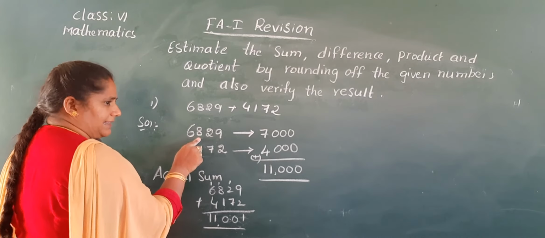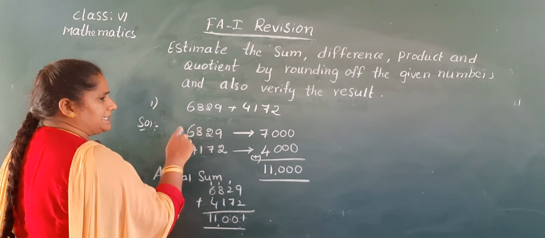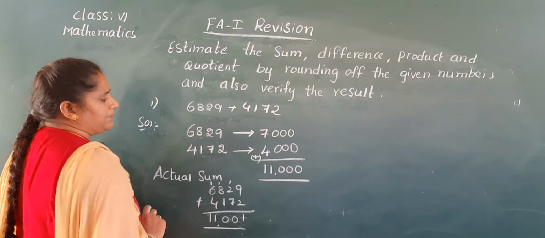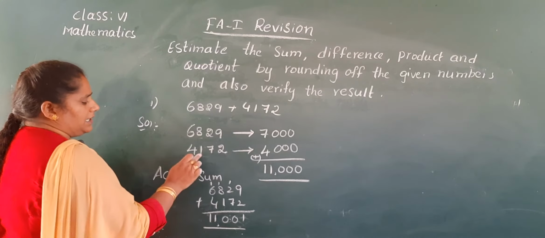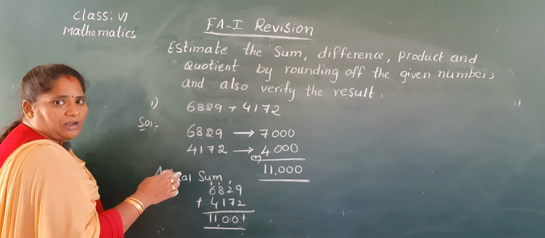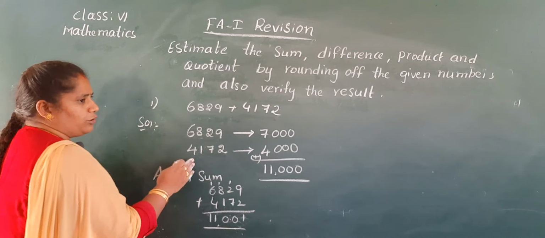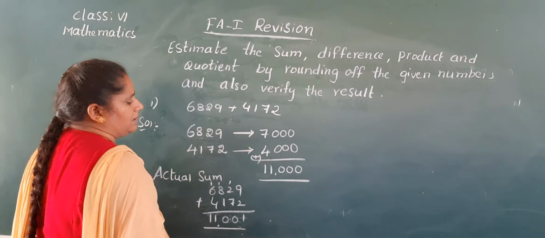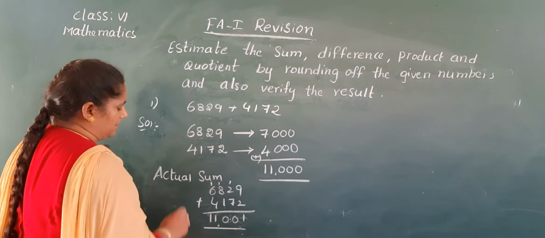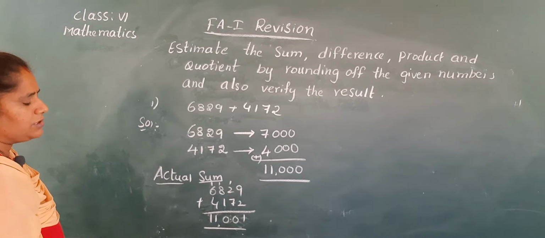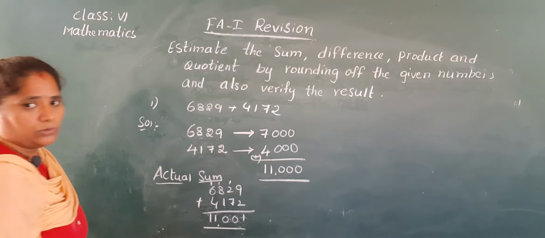8 is greater than 5, so this number is rounded up. That means you add 1 to the thousands, so it becomes 7,000. Here the digit at the hundreds place is less than 5, so you round off this number down. 4172 is rounded down. That means 4,000. So the estimated sum is 11,000. But the actual sum is 11,001, which is close to the estimate of 11,000.